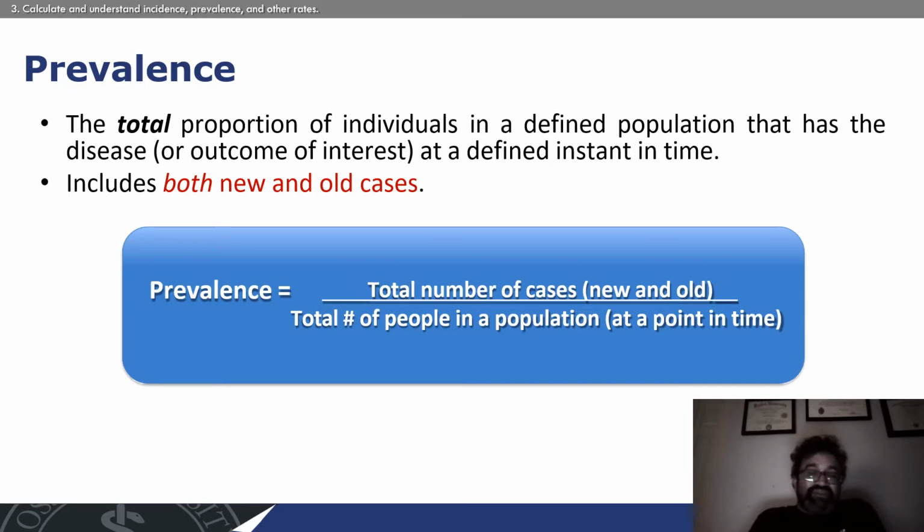So prevalence is the total proportion of individuals in a defined population that has the disease or outcome of interest at a defined instant in time. So it includes both new and old cases. And that's what prevalence is. It's the total number of cases, new and old, over the total number of people in a population at a point in time.